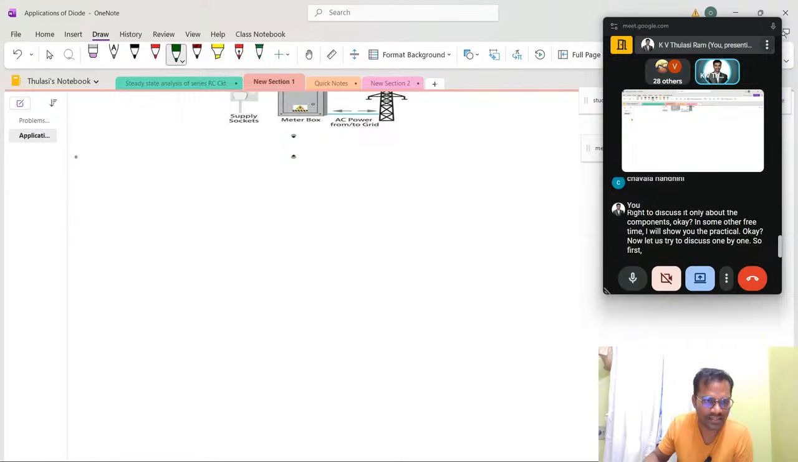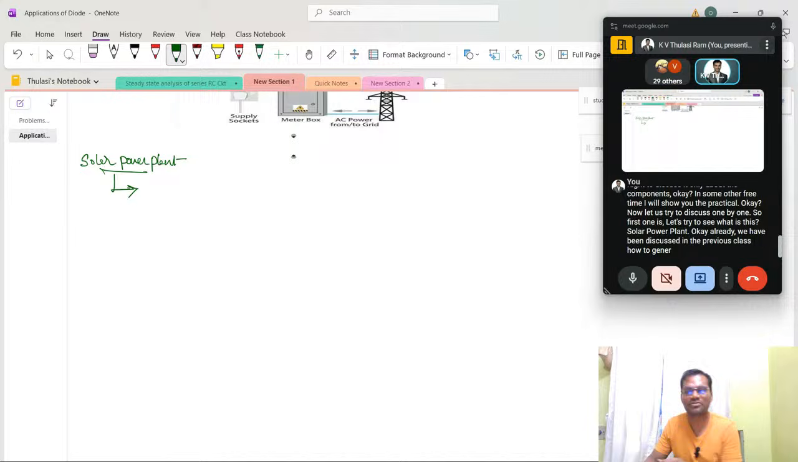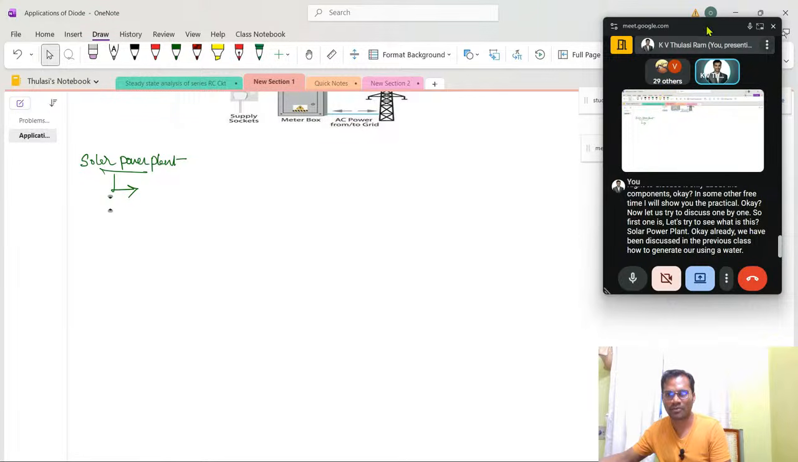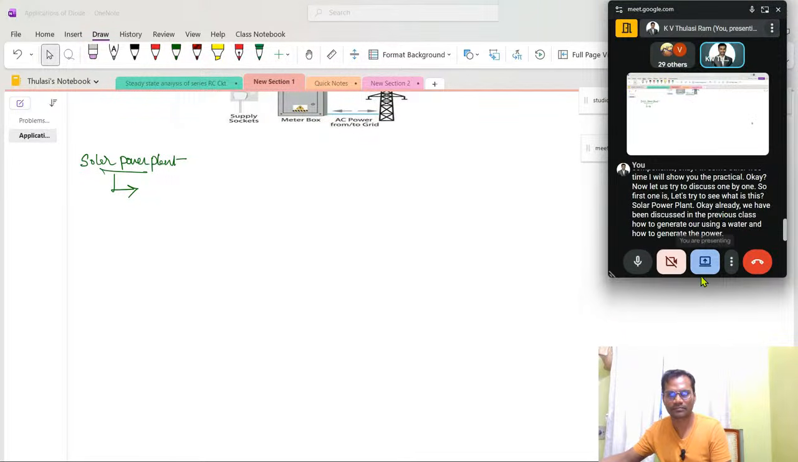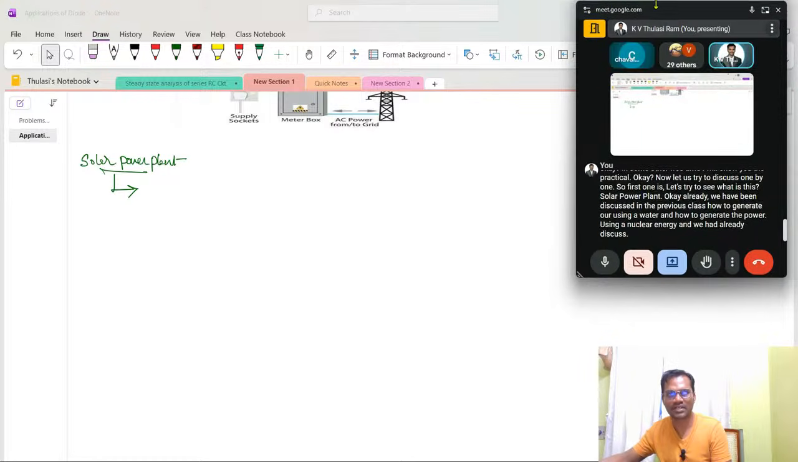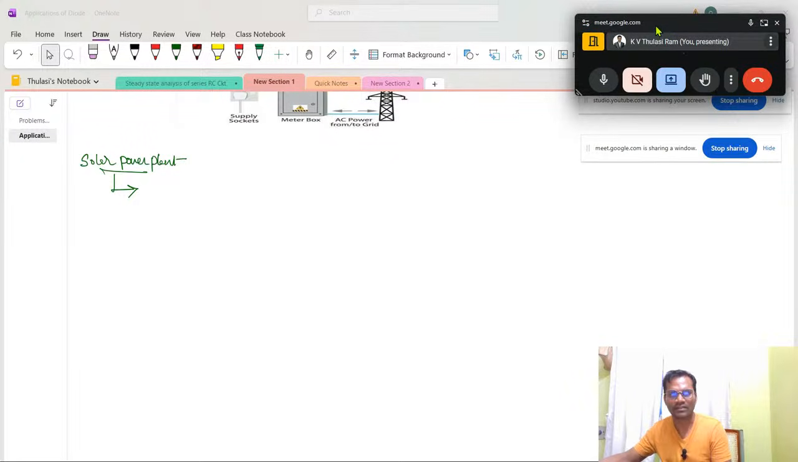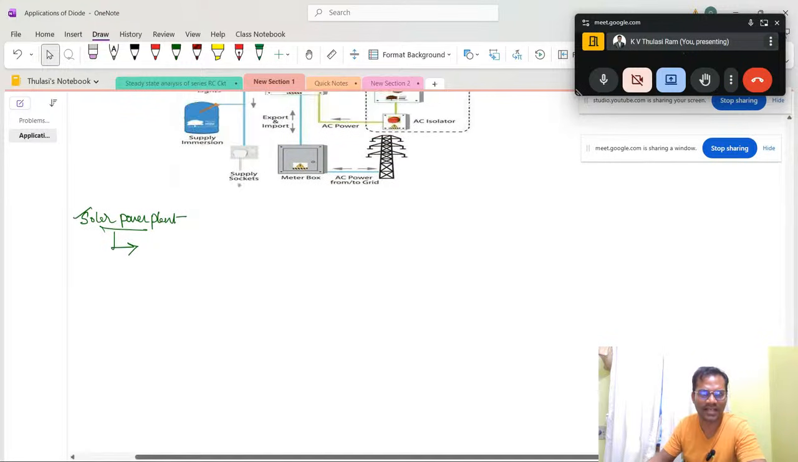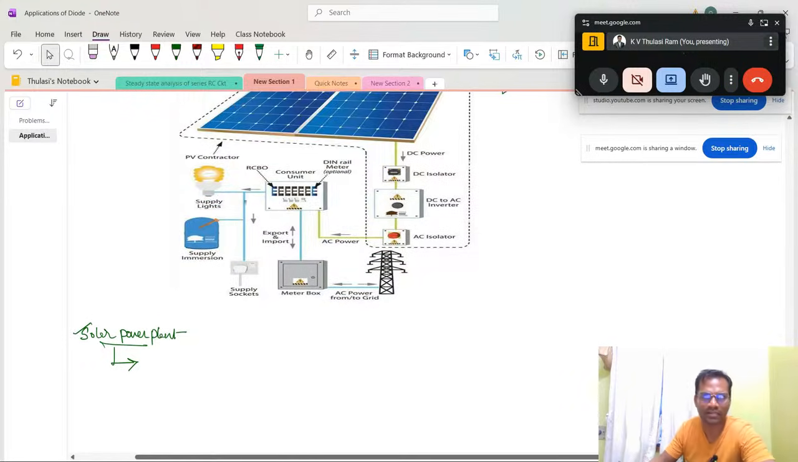First, let's see what this solar power plant is. We have already discussed in previous classes how to generate power using water, using nuclear energy, and using tidal energy. Now let's see how to generate power using a solar power plant. This is the diagram corresponding to that, showing how it works.